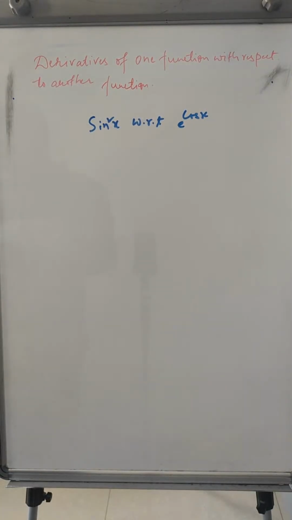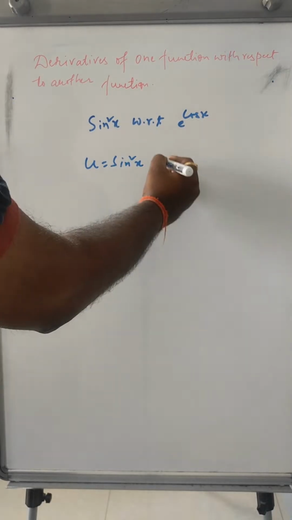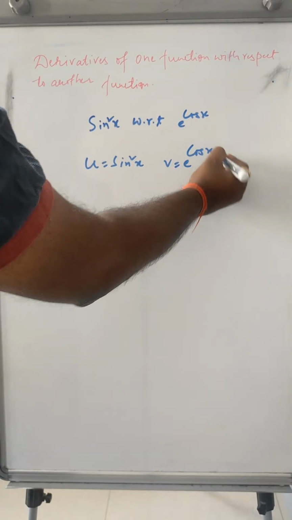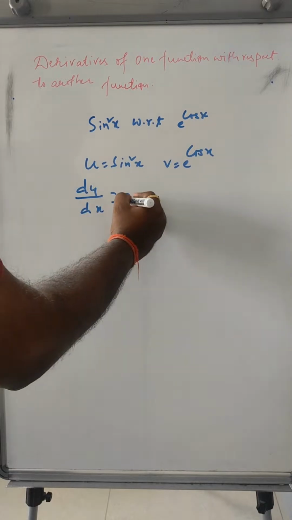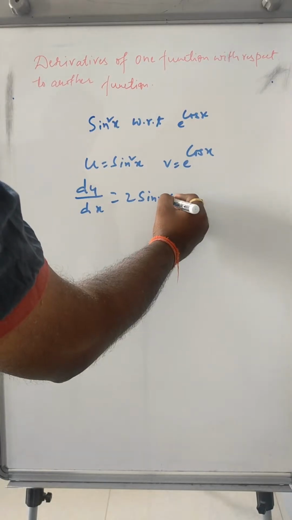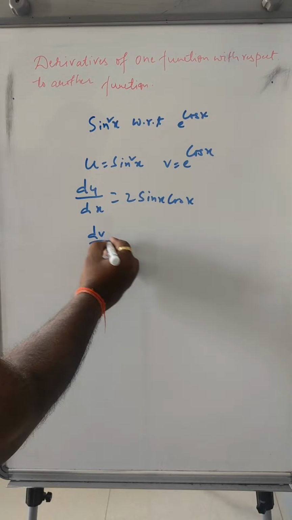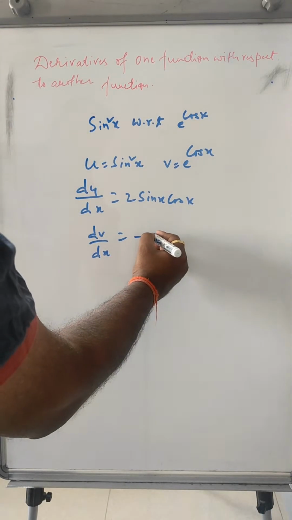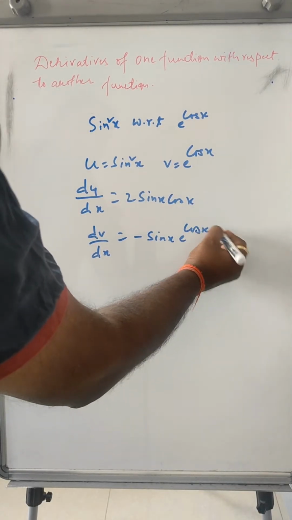Now you have u is equal to sine square x and v is equal to e to the power cos x. du by dx is equal to 2 sin x cos x, and dv by dx is equal to minus sin x e to the power cos x.